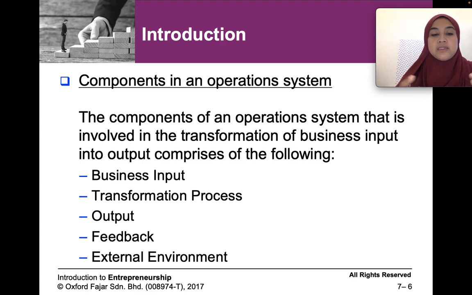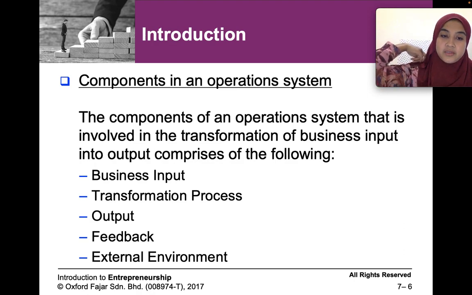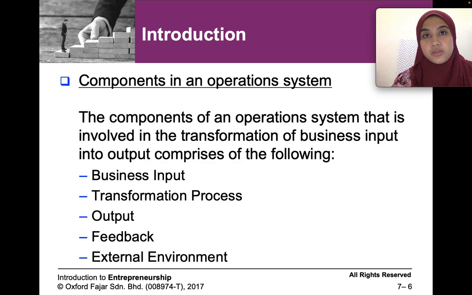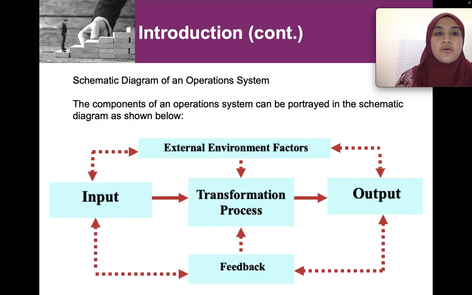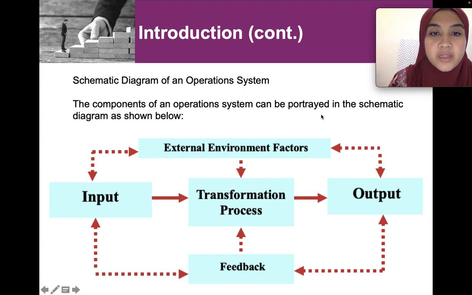And the feedback is from the customers, from the suppliers, feedback on the output that you have produced in the company, and also from the external environment, the surroundings of the company. So these are the components. These are the schematic diagram of an operation system. The components of an operation system can be portrayed in the schematic diagram as shown below.